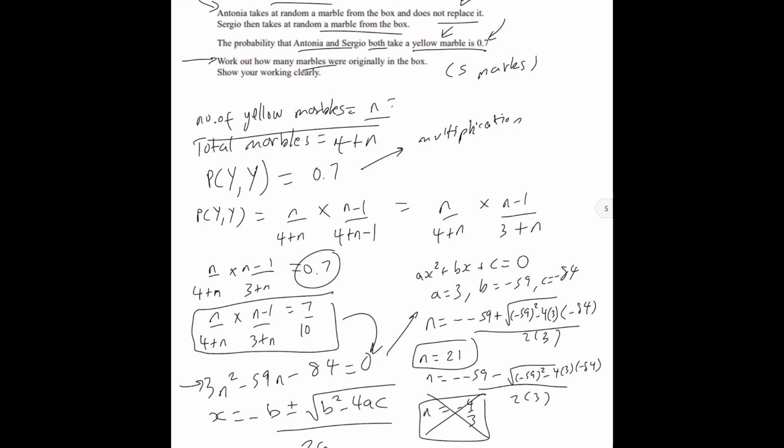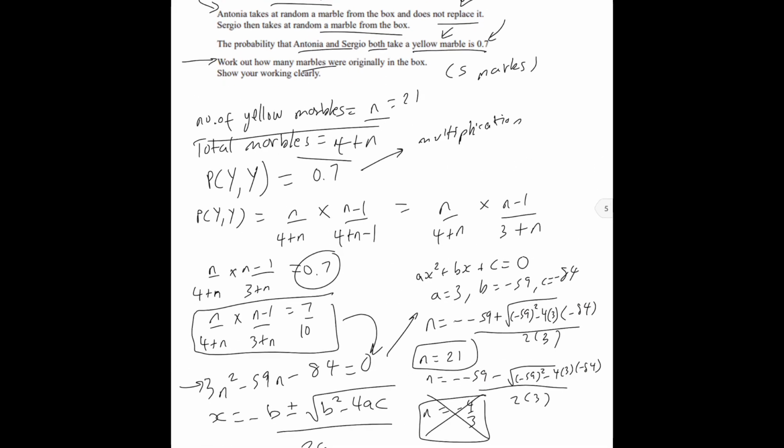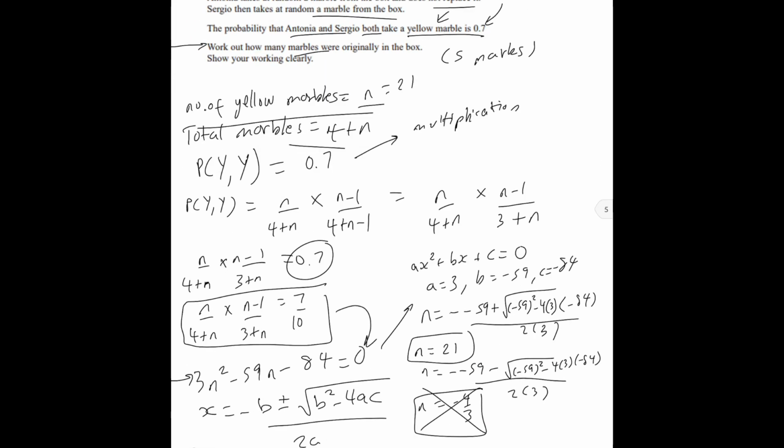So your total should be the number of yellow marbles, which is found as 21, and the total marble formula, that is 4 plus n, so 4 plus the number of yellow marbles. 4 represents the number of red marbles, 21 represents the number of yellow marbles. Your total should be 25 marbles originally in the box. So these are some probability questions related to solving complex probability problems. For 5 marks, you can score those good marks. These are some of the complex questions related to probability solving and conditioning statements.